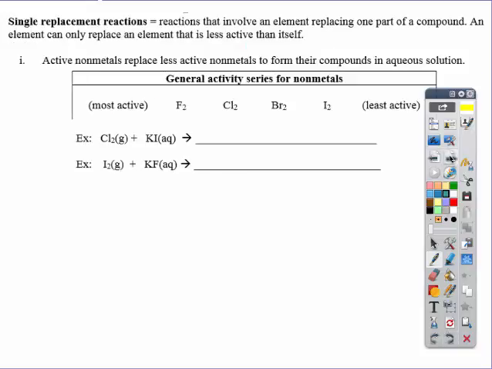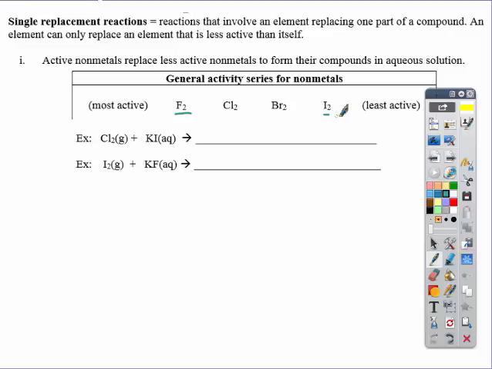And finally, single replacement reactions involve an element replacing one part of a compound. An element can only replace an element that is less active than itself. So for the halogens, this list is on the periodic table. Fluorine is the most active. Iodine is the least active.